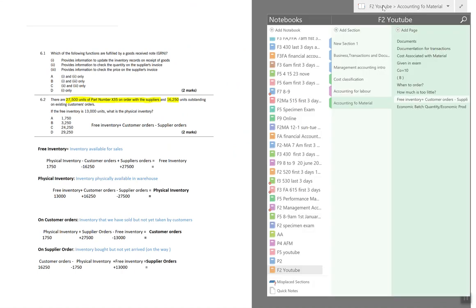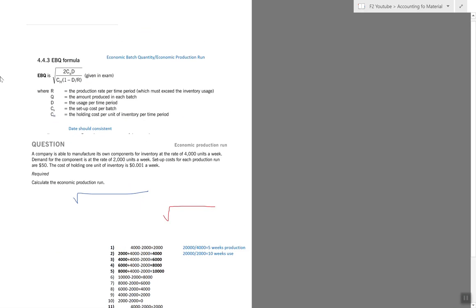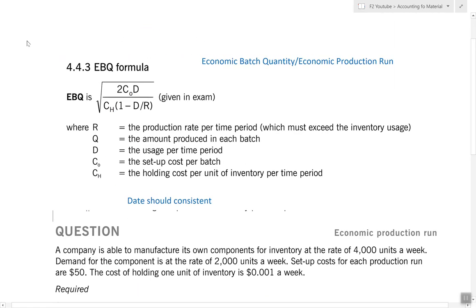Okay, before I explain this, I want to explain something called economic batch quantity. We had economic order quantity, which answers the question of how many units to order at a time. Next, we have economic batch quantity, or it is also known as economic production run. It answers the question of how many units to produce at a time.